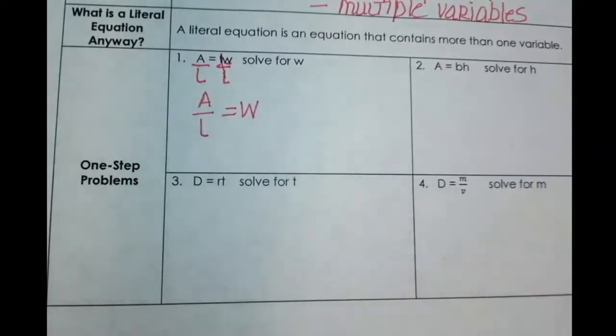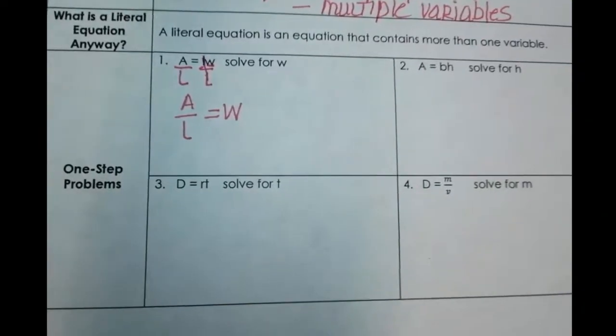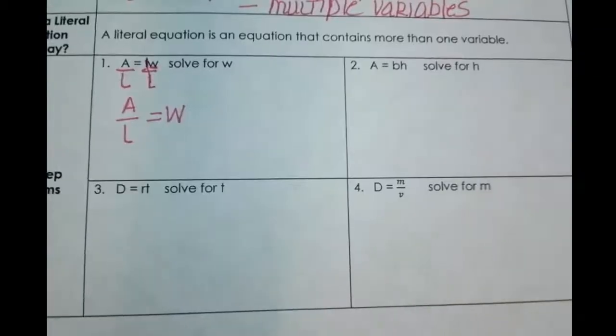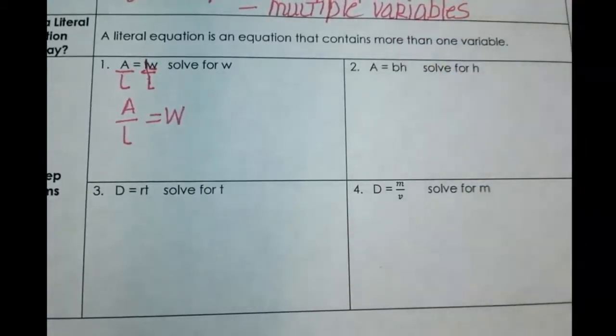This comes up a lot, especially in, say, science, where they have you rearrange a formula for the one variable you don't know. And so you'll see this again more than likely in your science class. Let's try it again with number 2. A equals BH. Area equals base times height.